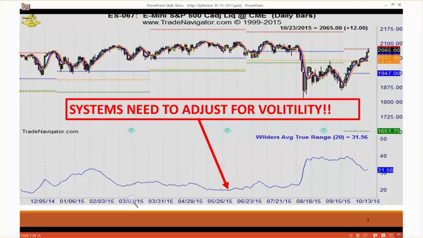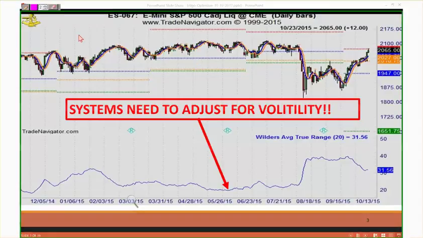If you take a look at Wells Wilder's average true range, which can be found virtually anywhere on any platform, I'm not reinventing the wheel. I am just using Wells Wilder's average true range.